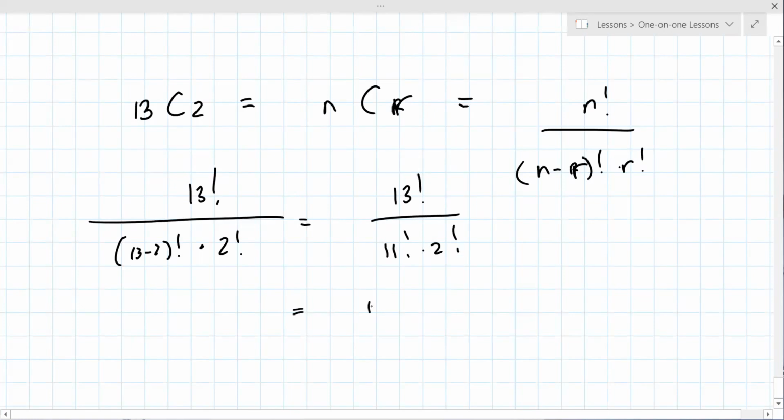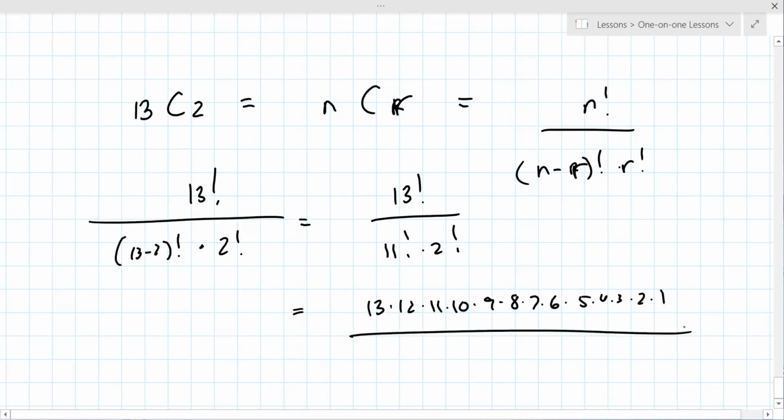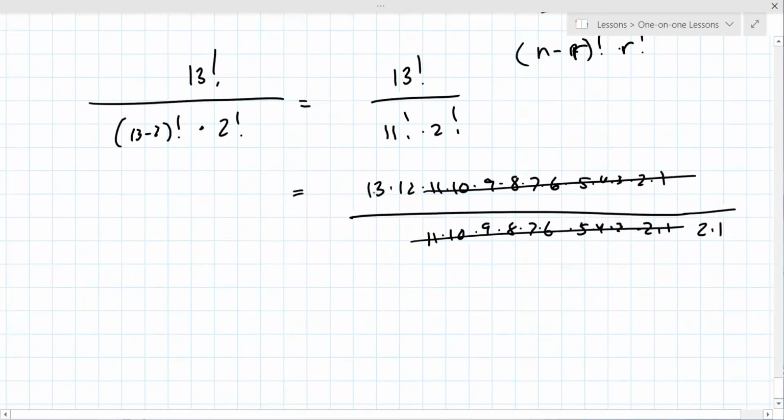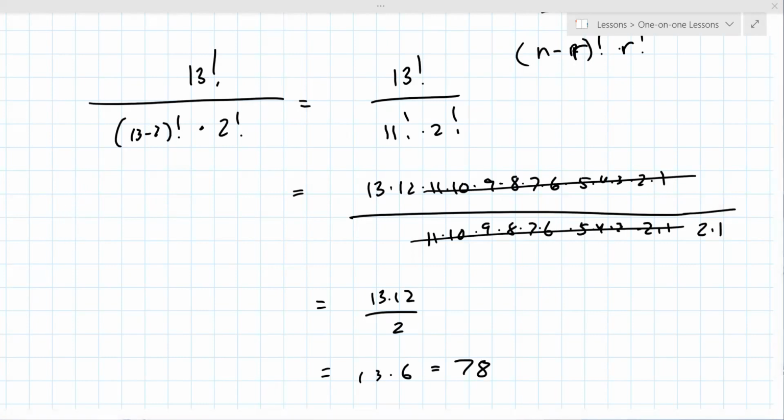13 factorial is 13 times 12 times 11 times 10 times 9 times 8 times 7 times 6 times 5 times 4 times 3 times 2 times 1, and 11 factorial is 11 times 10 times 9 times 8 times 7 times 6 times 5 times 4 times 3 times 2 times 1. Do you see how these all cancel? And 2 factorial is 2 times 1. So 13 times 12, with a 2 on the bottom, is really 13 times 6, which is 78.